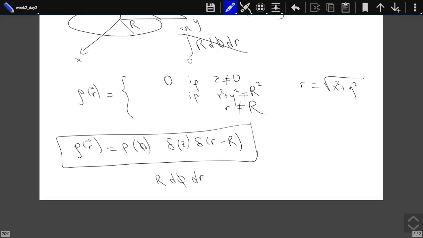Let's see. R d phi dr, phi goes from 0 to 2 pi, and dr goes from? It is 0. The thickness of this ring is 0.